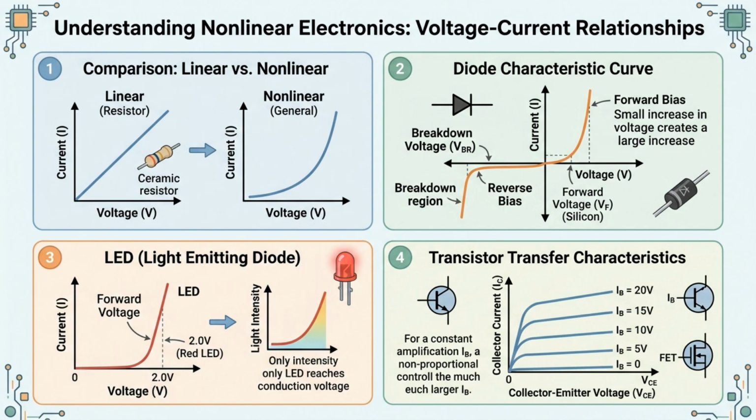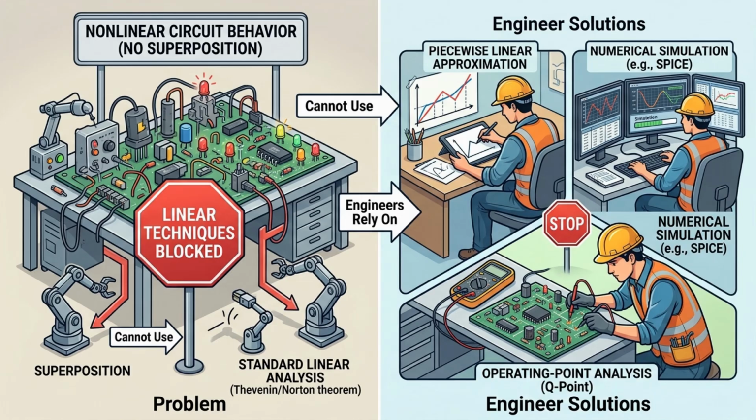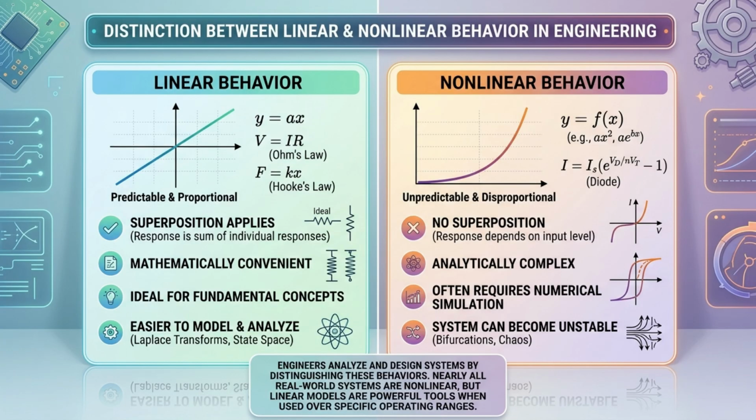For example, a small increase in voltage across a diode can produce a very large increase in current, especially after the device reaches its conduction region. Because of this behavior, nonlinear circuits cannot generally use superposition or many standard linear analysis techniques. Engineers often rely on approximations, numerical simulations, or operating point analysis to predict how these circuits will behave under different conditions. The distinction between linear and nonlinear behavior affects how engineers analyze and design systems.